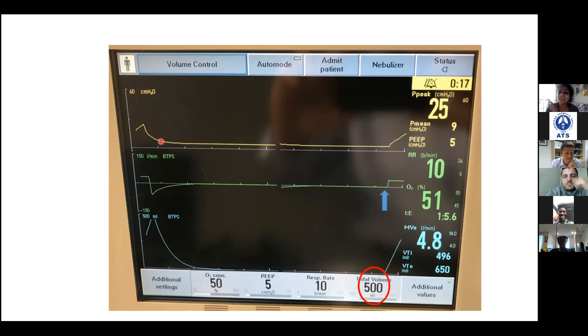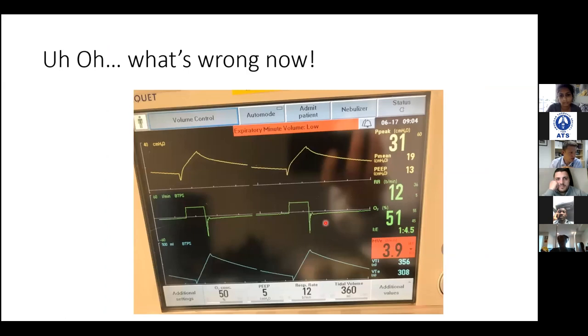I have a quick question. Great. So you know how you said for volume control, you set the volume and the flow. Is there ever a clinical situation when we would think about changing the flow? Yeah, so the flow, right? If I increase the flow here, that's going to decrease the inspiratory time because it's going to deliver a higher liters per second for shorter seconds. So that will change the I to E ratio.